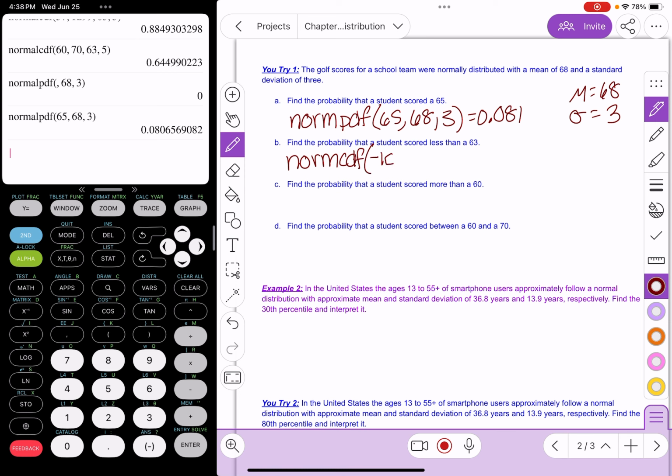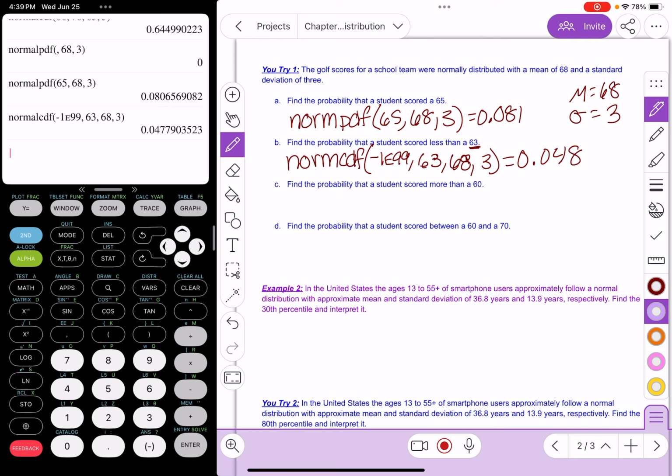And negative 1E99 is my lower. That number becomes my upper. And then my mean and my standard deviation. So I do negative 1E99, 63, 68, 3. And I get 0.048.